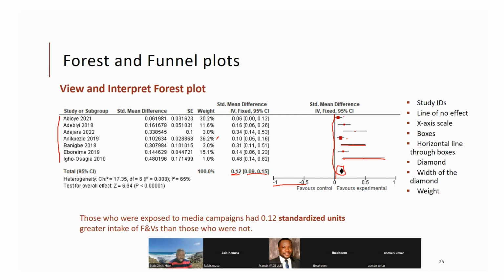And now, here's a question to you. Because remember that the last one we said that the units were in servings per day because we're looking at fruits and vegetables, right? What are the units here for standardized mean difference?